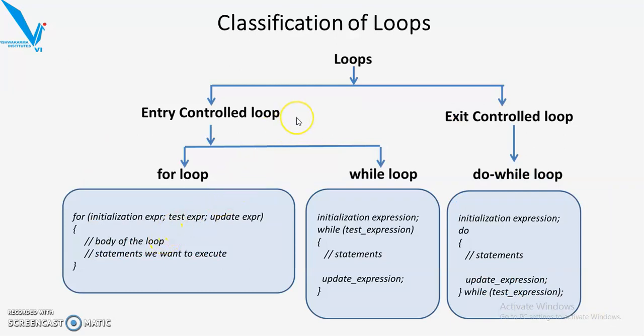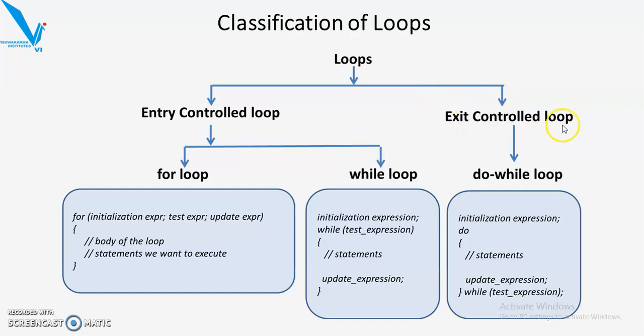Now there are mainly two classifications of loops. The first one is the entry control loop. In this entry control loop, we have two examples, for loop and while loop. What is an entry control loop? In this type of loop, the test condition is tested before entering the loop body.